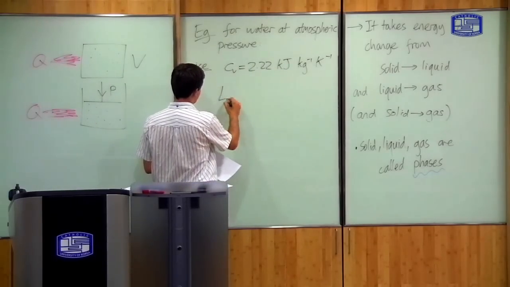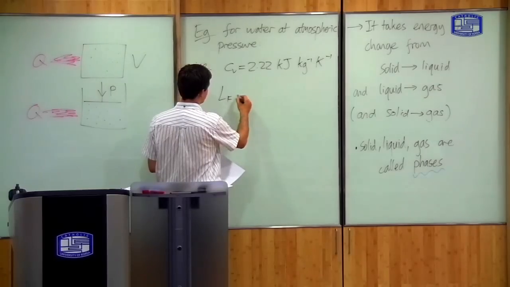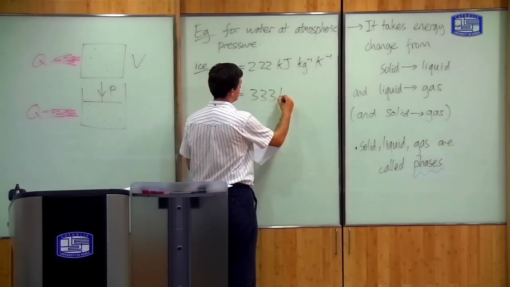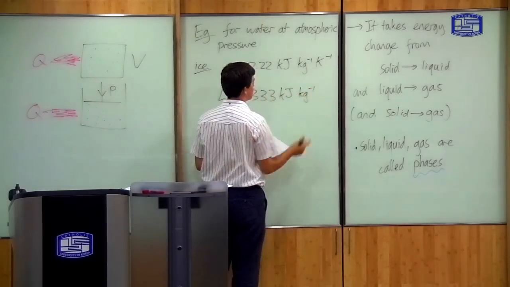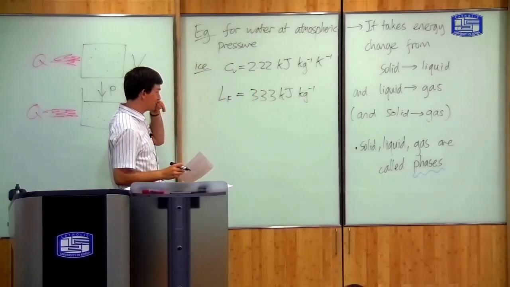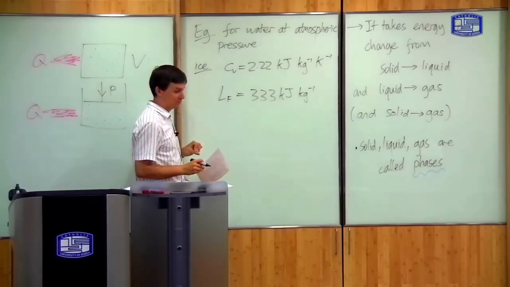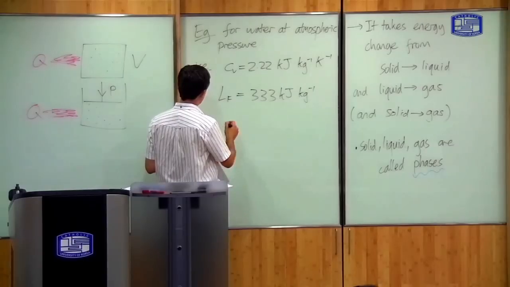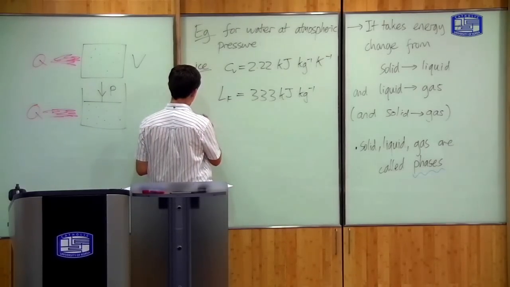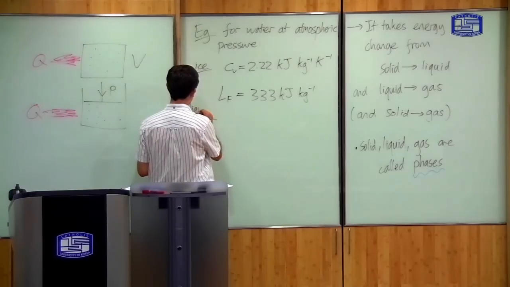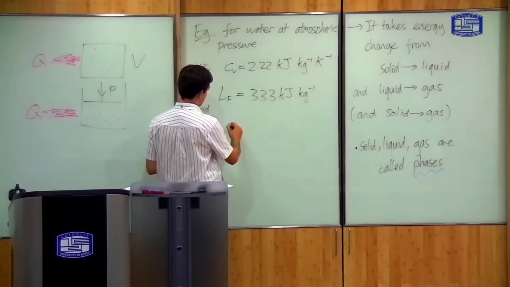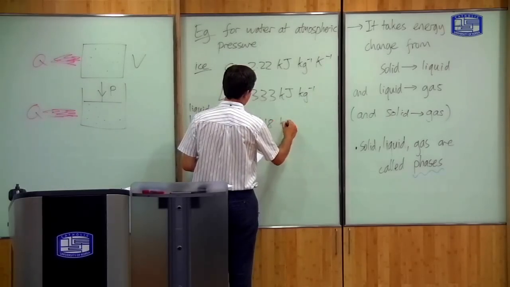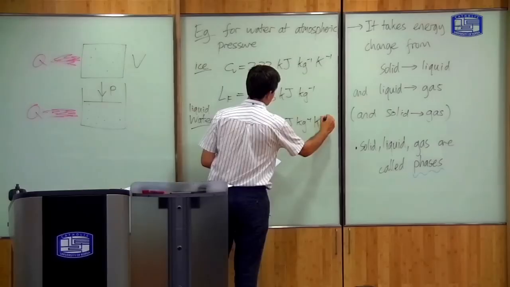Then you've got the latent heat when the ice melts. This is the latent heat of fusion. And for water, this is 333 kilojoules per kilogram, which is a much bigger number than this. Okay. So then we go into the phase of liquid water. When we heat the liquid water, you find a heat capacity of 4.18 kilojoules per kilogram Kelvin.